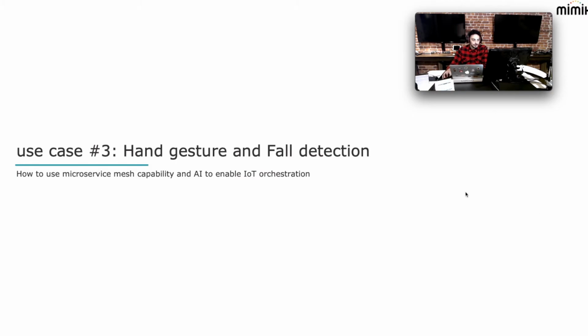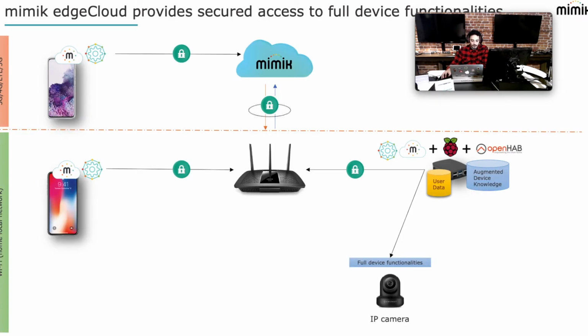Now we'll look at use case 3, hand gesture and fall detection: how to use microservice mesh capability and AI to enable IoT orchestration. In this setup, very similar to the previous setup, we have the feed of the IP camera, which I've shown in previous demos before.